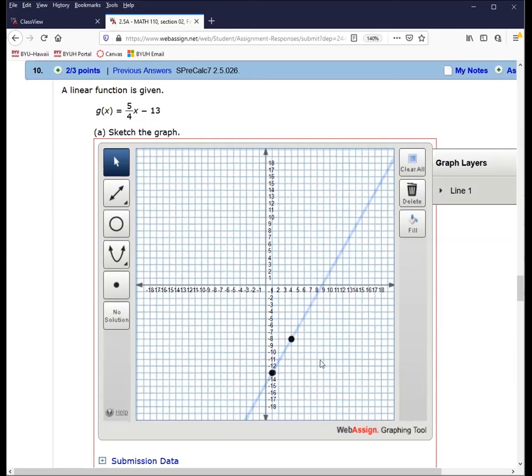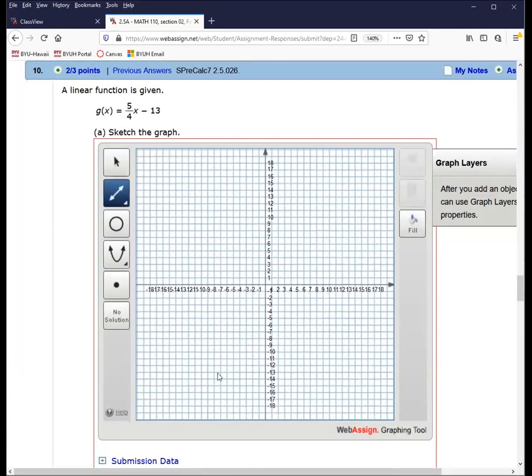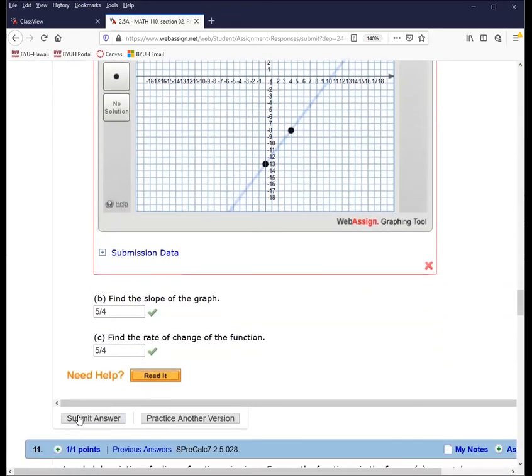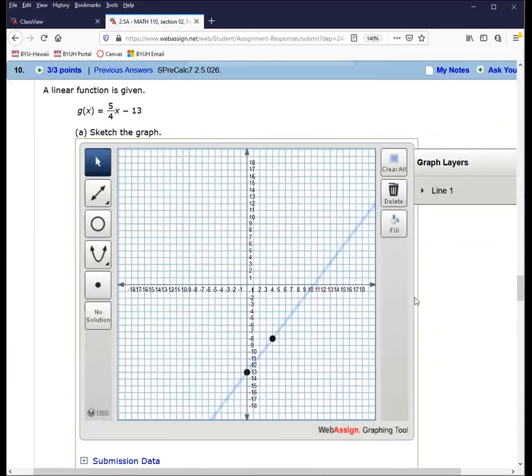Okay, what happened was I was confused. I thought this was the y-axis, but actually the y-axis is over here. So let me go ahead and clear that. Okay, so that's the y-axis right there, and these numbers were over here. So up 5 and over 4 to right there, and we'll submit that. Okay, so there we go.